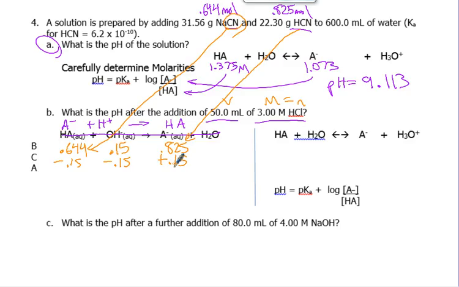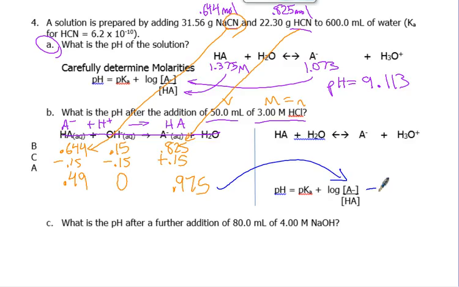0.644 minus 0.15. 0.825 plus 0.15. So now I can take these values and plug them into the Henderson-Hasselbalch equation just like we did a second ago and calculate the pH. I'm taking the log, and this needs to be the anion over the acid. So 0.49 divided by 0.975.